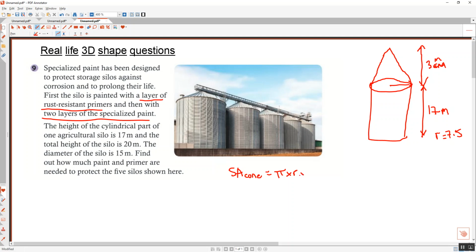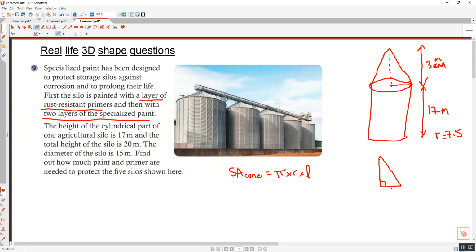Times r times L. Okay, so that's all good, apart from, how do I know what L is? How do I work out the slant height? Yes, anybody? Come on. Pythagoras, right, good. So basically I'm going to take my cone, split it up into a triangle.